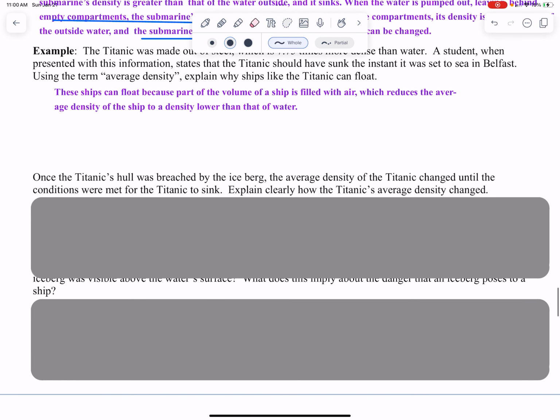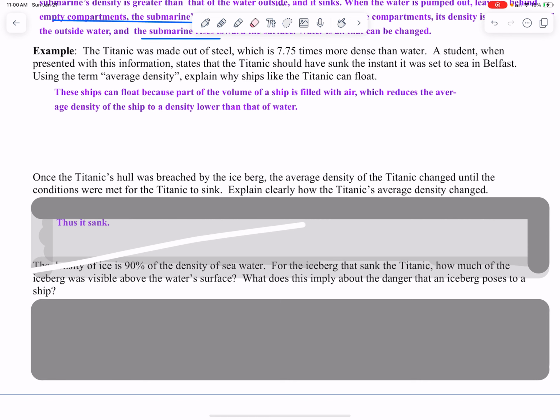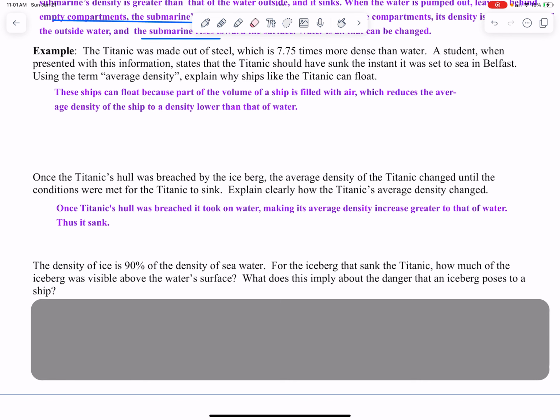So once the Titanic hull was breached by the iceberg, the average density of the Titanic changed until the conditions were met for the Titanic to sink. Explain how the Titanic's average density changed. Well, once the breach happened, the Titanic takes on water, and the average density increases because those air compartments are now filled with water. So if the average density becomes greater than the water around it, then what happens? You're going to sink.